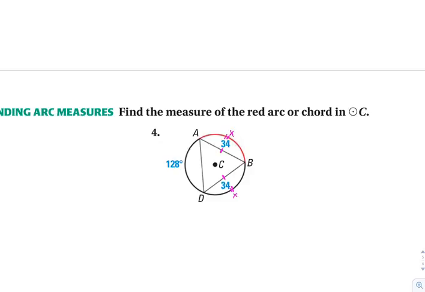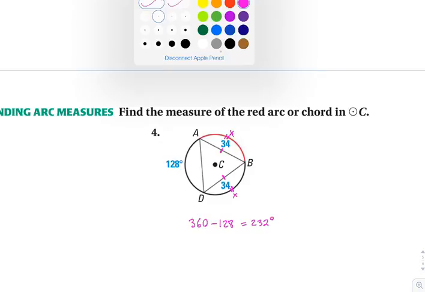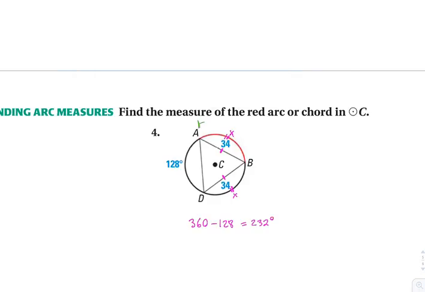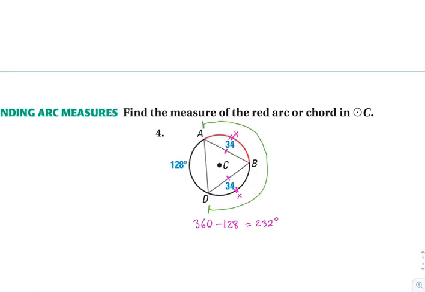Okay, well, total in a circle, we know there's 360 degrees as we go around. So we could take 360, subtract 128, and get 232 degrees. So that tells us that from here at A, passing B and going to D, we have 232 degrees total. It's the rest of the circle other than the 128. And if we know these chords are the same, then the arcs are the same.